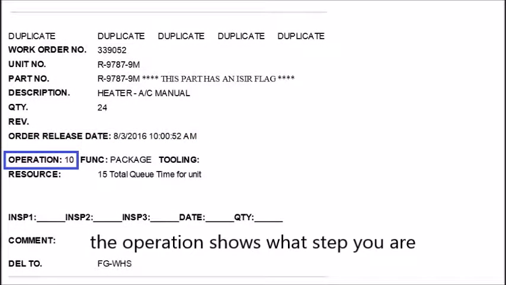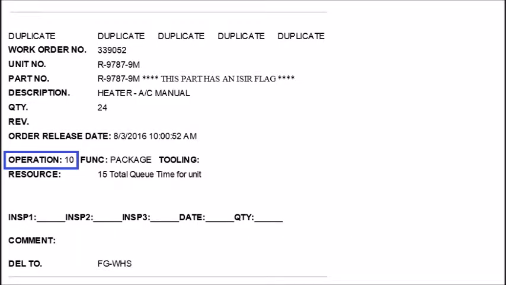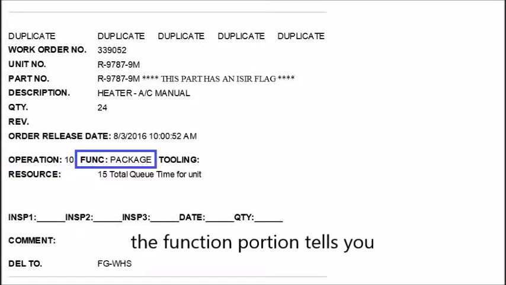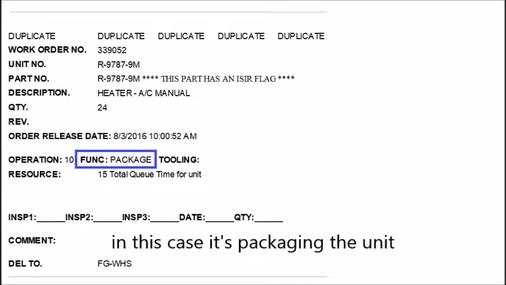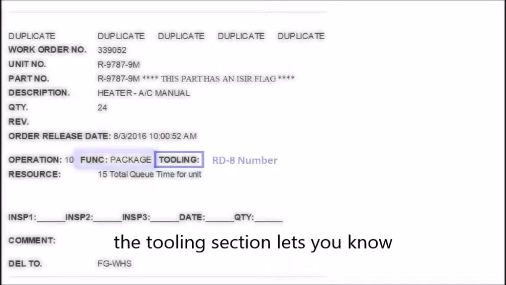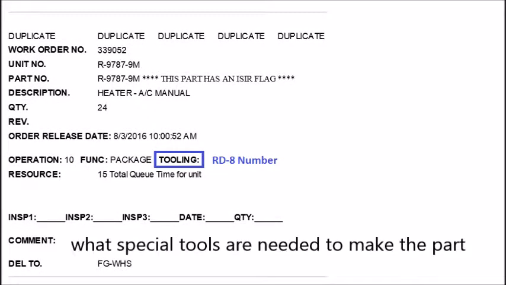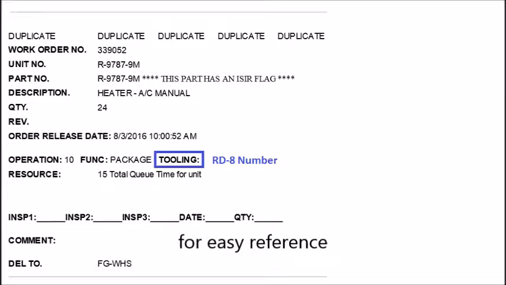The operation shows what step you are performing in the build sequence. The function portion tells you what will happen to the part at that step. In this case, it's packaging the unit. The tooling section lets you know what special tools are needed to make the part. Red Dot categorizes these as an RD-8 number for easy reference.